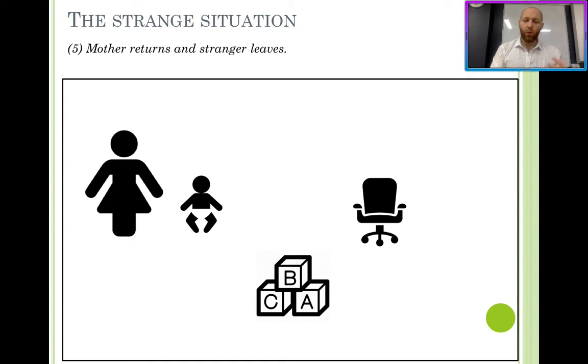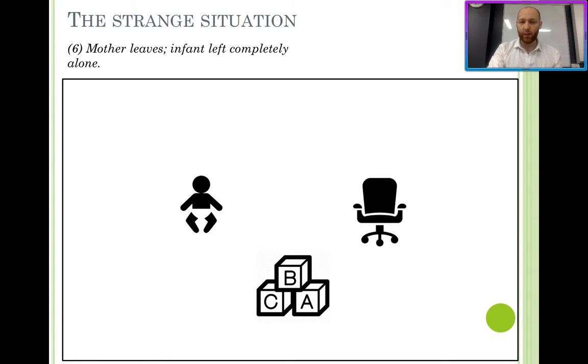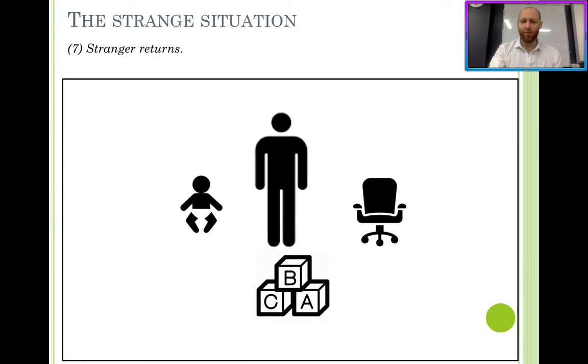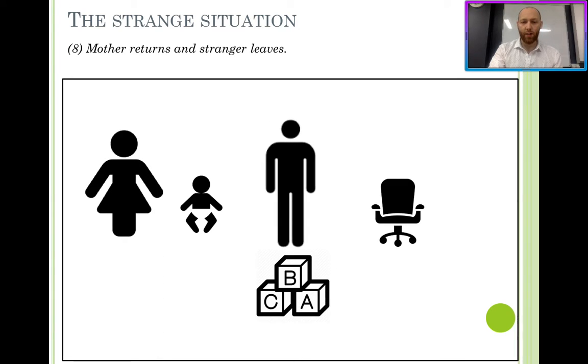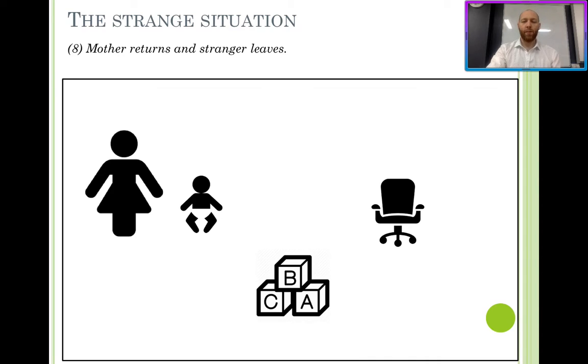And the baby will orientate itself back towards the mother depending on attachment type, and then mother leaves, infant completely alone. Baby is usually distressed by this again. Stage 6, the stranger returns, and then finally the mother returns and the stranger leaves.